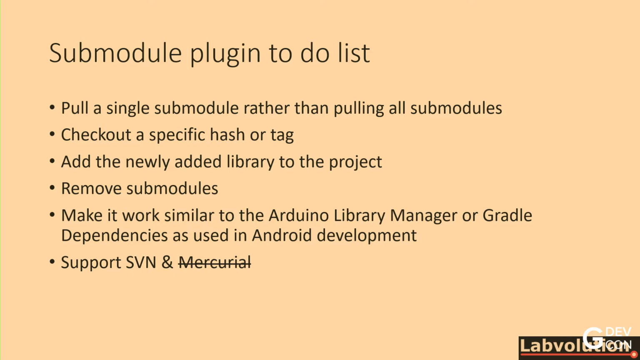I want to pull a specific hash or tag. I've mentioned I don't release my submodules or my reused libraries. If I did, I would have an annotated tag, which sits at my release point.